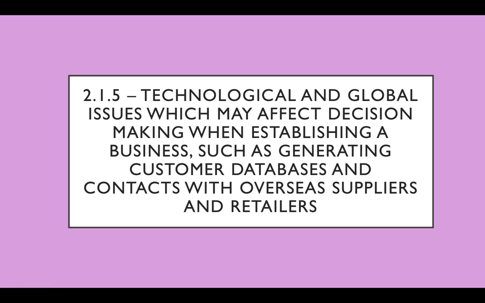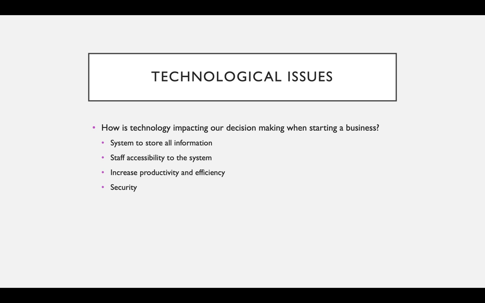All right, guys, the final key knowledge point for this outcome. As I said in the very first video, there are only five. Okay, so technological and global issues which may affect decision making when establishing a business, such as generating customer databases, contact with overseas suppliers, and contacts with overseas retailers. All right, jumping straight in.